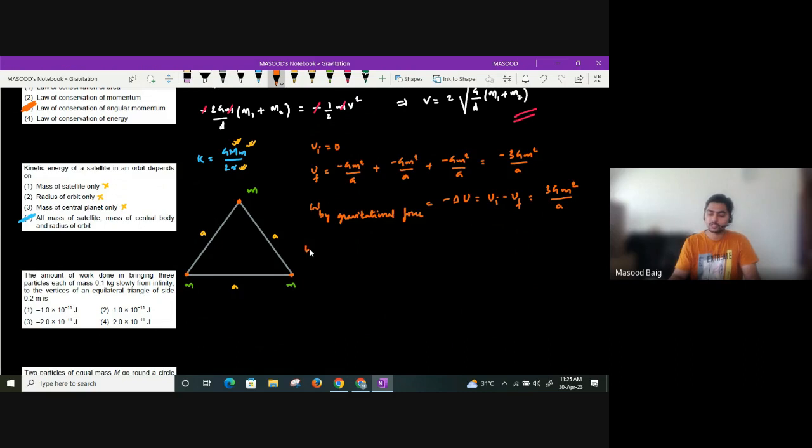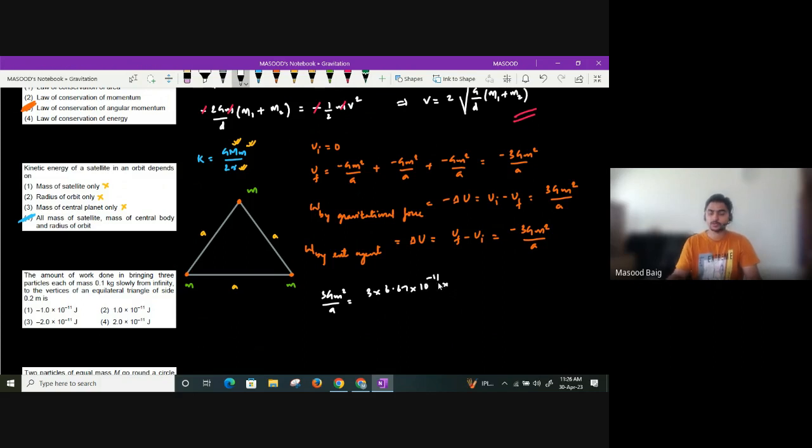And if they ask you the work done by an external agent, as I said, work done by external agent will be delta U. If I want to add one more step, it is U final minus U initial, which is minus 3 G m square divided by A. So I'll just find out the value of 3 G m square by A, which I'll get as 3 into 6.67 into 10 power minus 11.